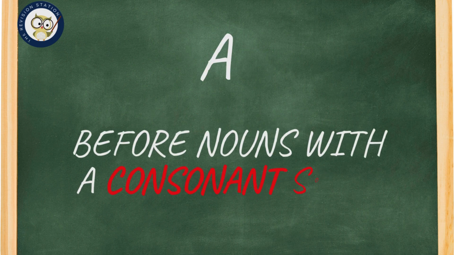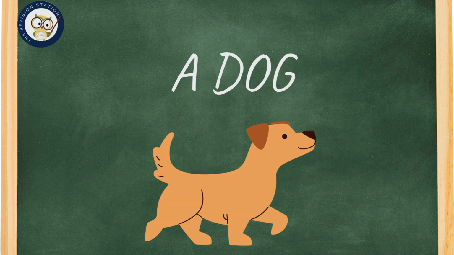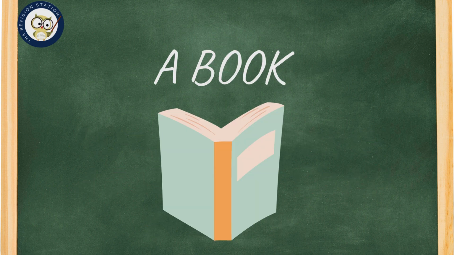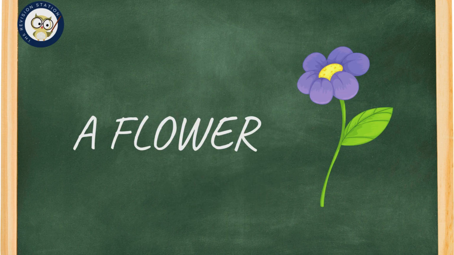Use a for words with a consonant. A dog. A book. A flower.